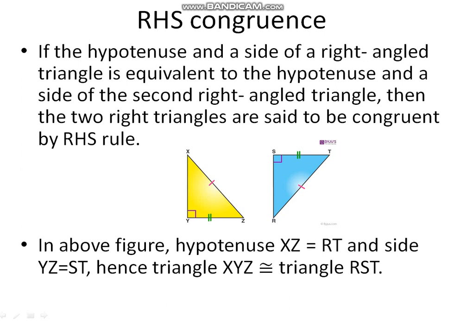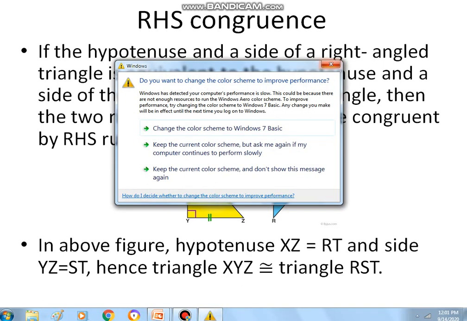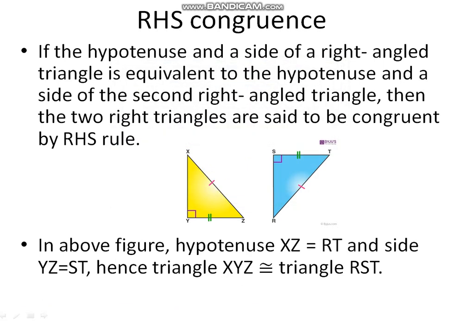Next, RHS congruence. RHS congruence means right angle, hypotenuse and one of the sides. Right angle, hypotenuse, side congruency of triangles. If the hypotenuse and a side of a right angle triangle are equal to the hypotenuse and a side of the second right angle triangle, then the two right triangles are said to be congruent by RHS rule.